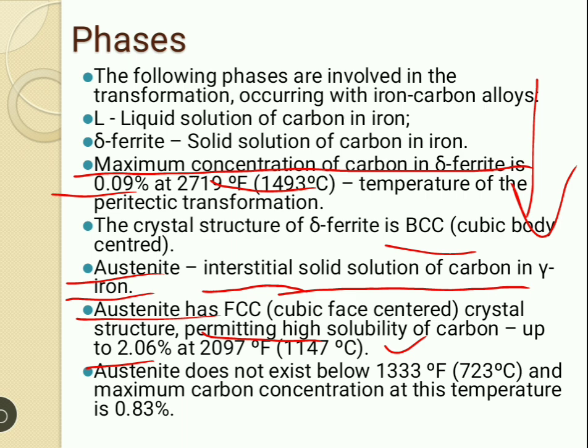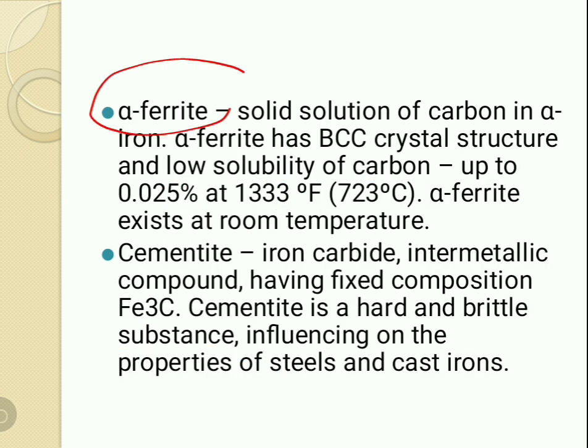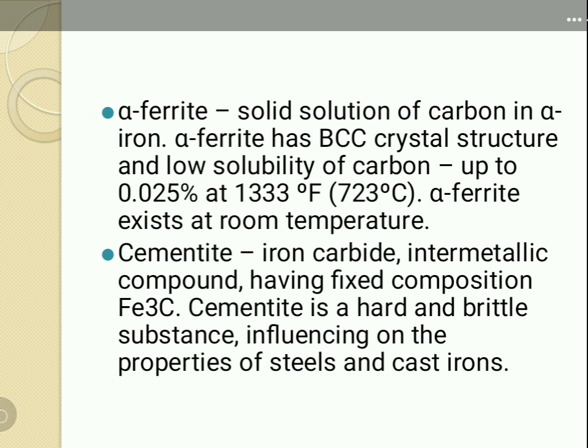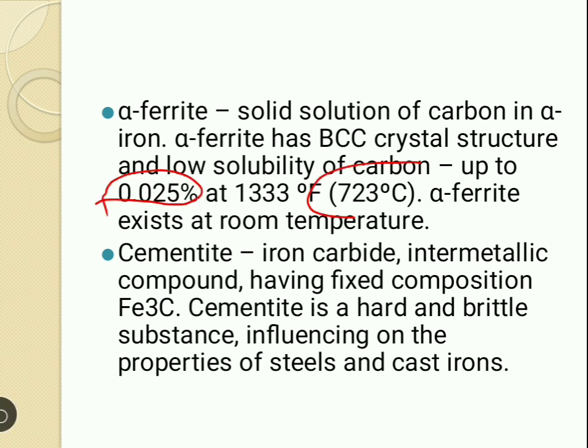So the first phase is ferrite, the second phase is austenite. Now austenite does not exist below 723 degrees Celsius, and the maximum carbon percentage is limited. So above this range, it is not called the austenite phase. Now you see the next phase is called alpha ferrite. From the name itself, going by the allotropy of iron, alpha iron has a BCC structure, and here ferrite is also considered, where the carbon percentage is 0.025 at 723 degrees Celsius. This phase is called alpha ferrite.